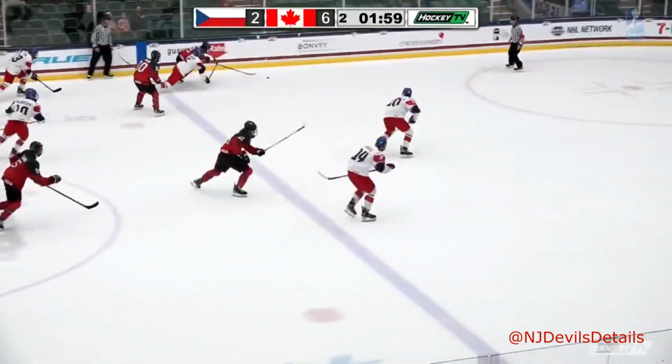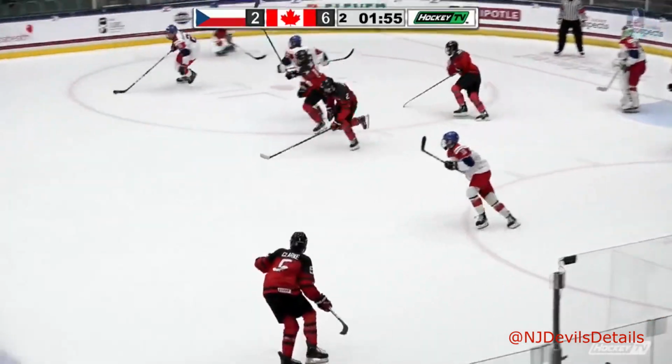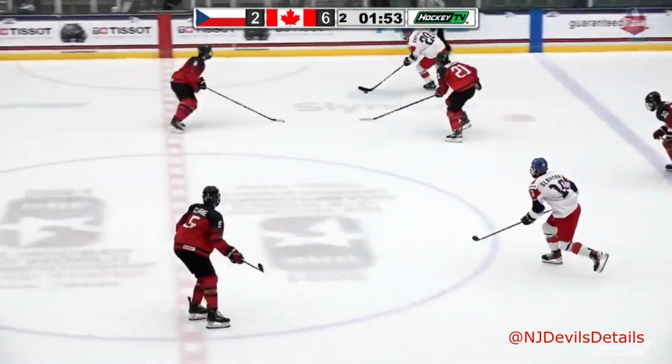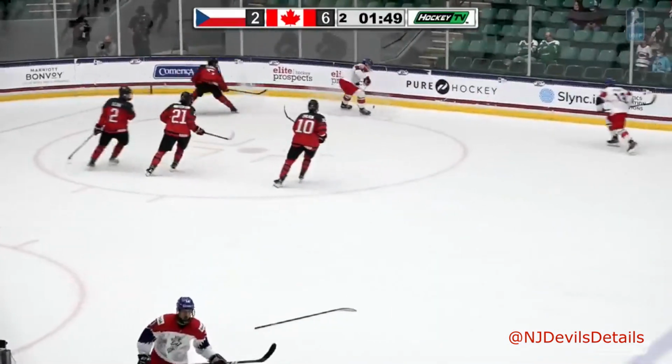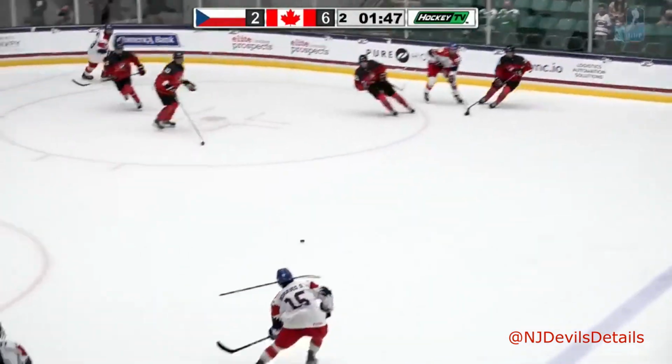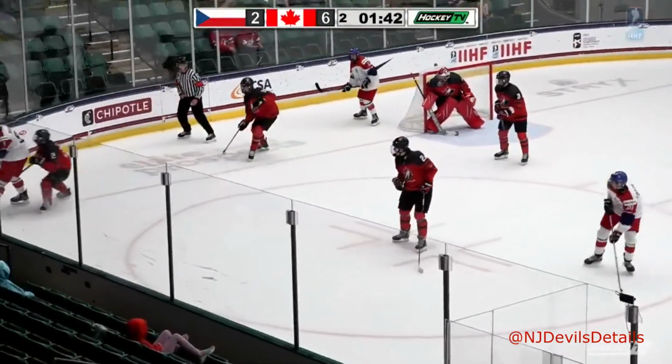Big hit by Winterton, the fourth line out there for Canada. Johnston trying to make a move, but he couldn't get through. And now the Czechs come back out to center. Head back to the point, and it deflects off a stick that would just happen to be laying there.